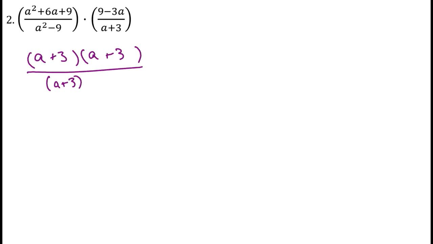Number 2, again we're multiplying these two expressions together, so our first goal is to factor everything. a squared plus 6a plus 9 is a trinomial with a leading coefficient of 1. Multiply to 9, add to 6, that's 3 and 3. It's a perfect square. a squared minus 9 is the difference of perfect squares, a plus 3 times a minus 3. Times 9 minus 3a, there's a GCF of 3, leaving 3 times 3 minus a, over a plus 3.